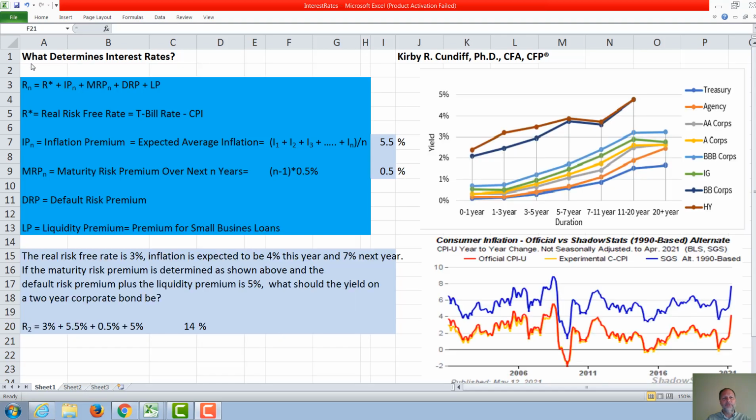In this video, we will discuss what determines interest rates. Under a free market system, the interest rate on either a bank account, a government-traded debt instrument, or a private corporate debt instrument would be determined by this kind of an equation.